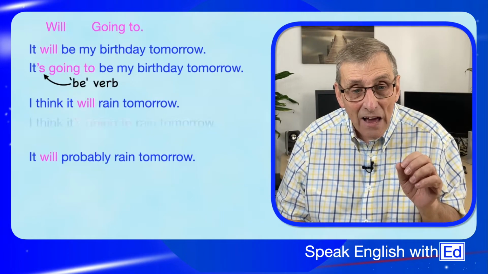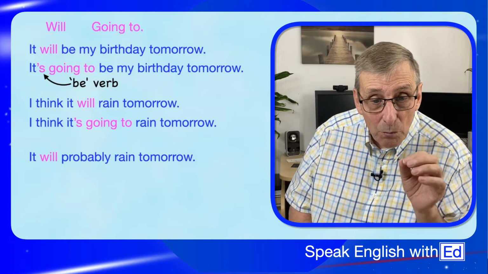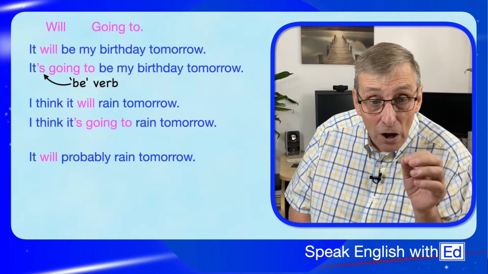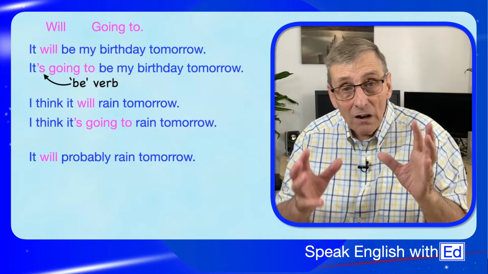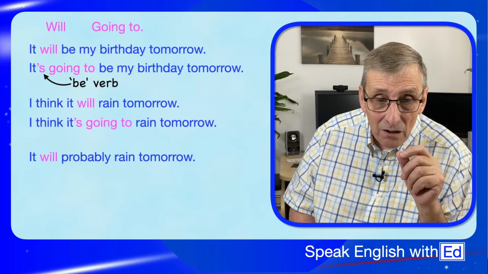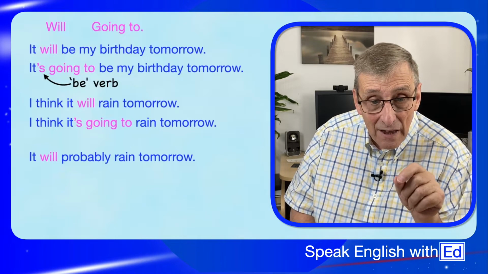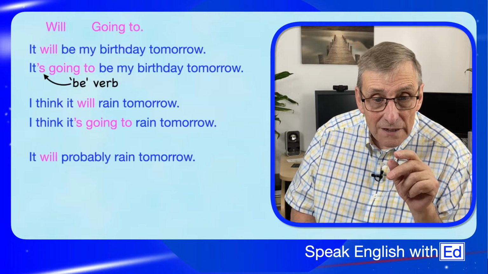Next, I think it will rain tomorrow. Now we're going to change that. We're going to put it's going to rain tomorrow. So we put I think it is going to rain tomorrow. Again, contracted down. But the verb to be has to be in there when you put going to, right?